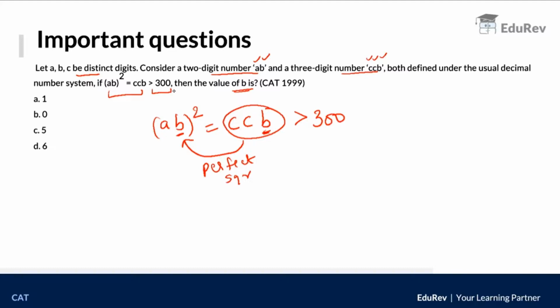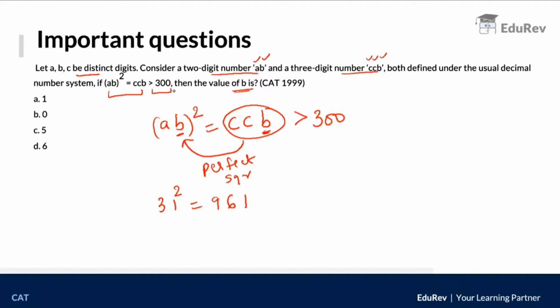My question to you is, which is the biggest 3-digit perfect square? Which is the biggest 3-digit perfect square? देखो, 30 square is 900. 31 square is 961. 32 square is 1024. So it becomes a 4-digit number. So basically 31 square, which is equal to 961, is the biggest 3-digit perfect square.